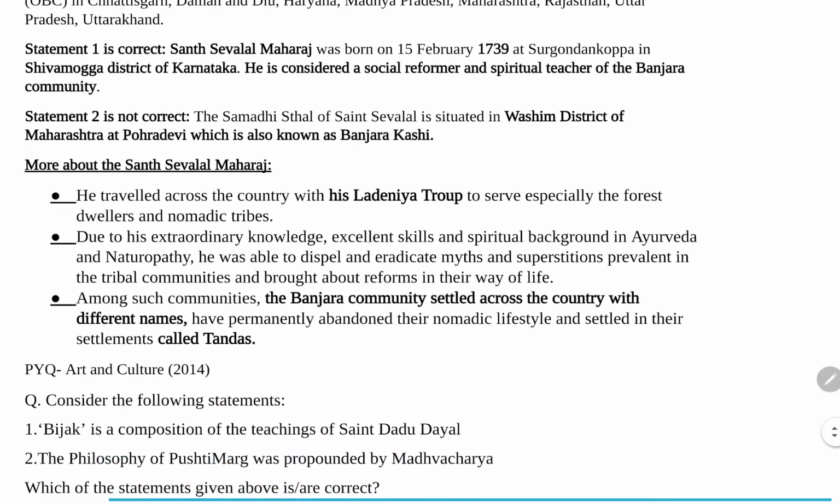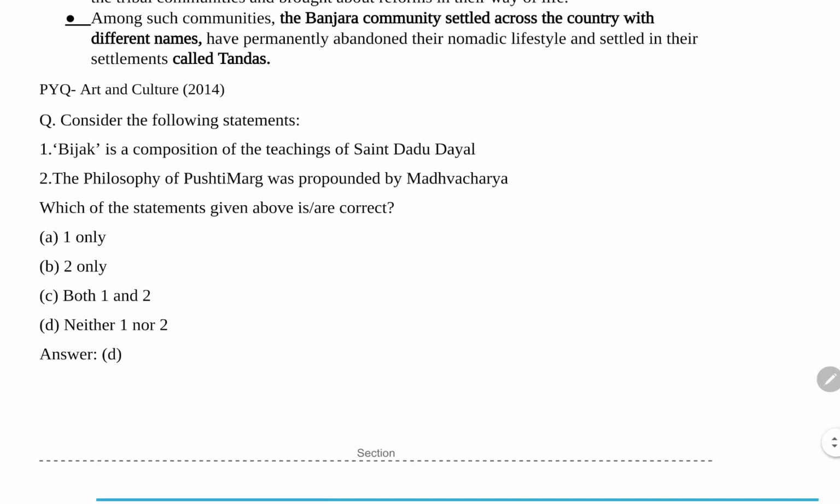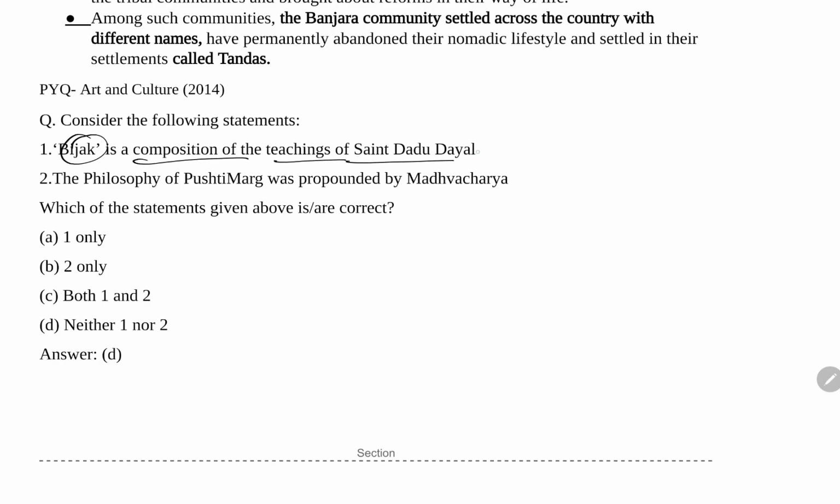Now moving forward, consider the following statements. The first is the Bijak is a composition of the teachings of the Saint Dadu Dayal. So this statement is incorrect because the Bijak is the composition of Kabir, you know. The second statement is the philosophy of the Pushtimarg was propounded by Madhvacharya. So this statement is also incorrect. So from here both the statements are incorrect. So this is the last question.